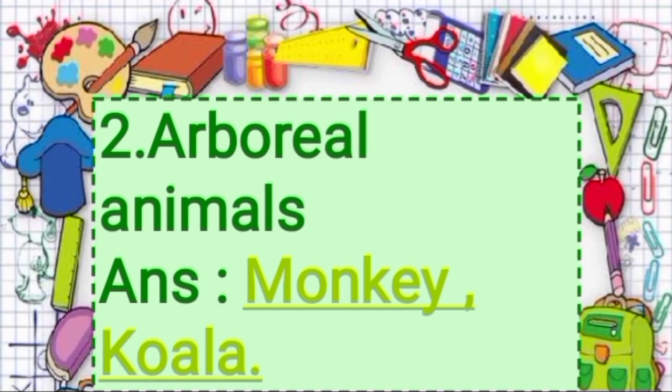Now second, arboreal animals. So the question is arboreal animals. Answer: monkey and koala. So as you know that land animals that live mostly on trees are called arboreal animals, and they have sharp claws to climb up and down the branches, and they usually have strong and muscular limbs. And example are monkey and koala.